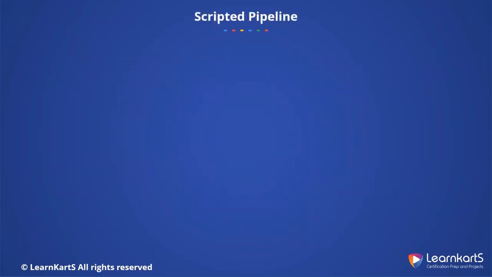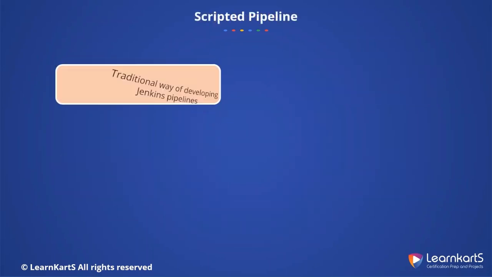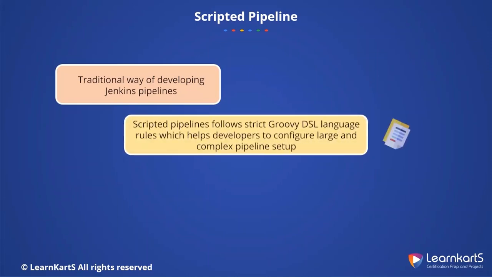Now, what exactly is a scripted pipeline? Scripted pipeline is the traditional way of developing the Jenkins pipeline, the older way where we were following a very strict Groovy DSL language. These rules are so strict that developers can work on large and complex pipelines with it. But if a DevOps engineer or any other person comes along, it becomes very difficult for them to work on these pipelines. But it follows a very strict manner.